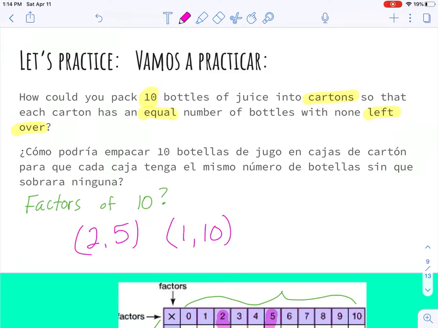1 times itself is always a factor pair of every number. Every number you can multiply by 1 and get itself. So factors of 10, it has 2 factor pairs, 1 and 10 and 2 and 5. You cannot multiply by 3 or 4 or any other number between 1 and 10 in order to get 10.